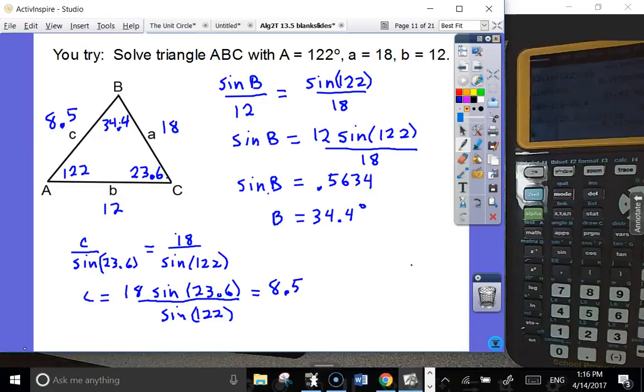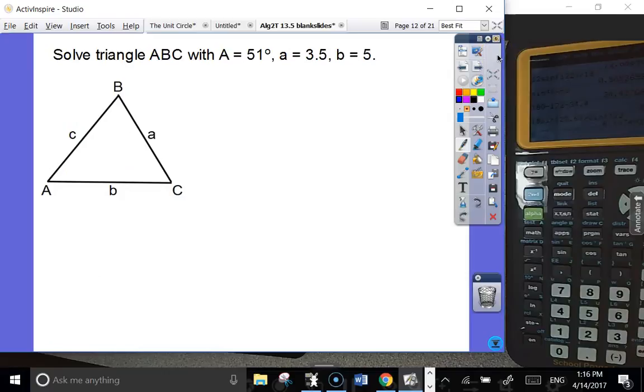Okay. Now, I'm going to solve this one, and you'll see what happens here. Okay, 51 degrees. So this is an acute angle. A is 3.5 and B is 5. So again, I'm going to set this up to solve for angle B. The sine of B divided by 5 equals the sine of 51 divided by 3.5.